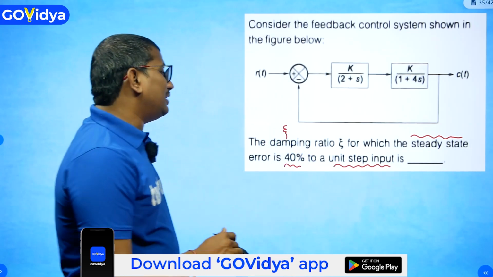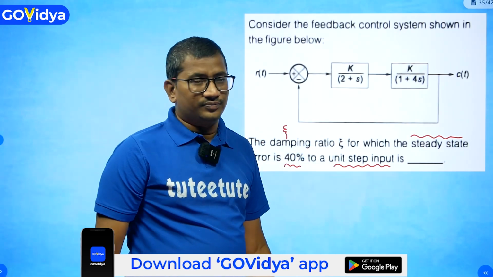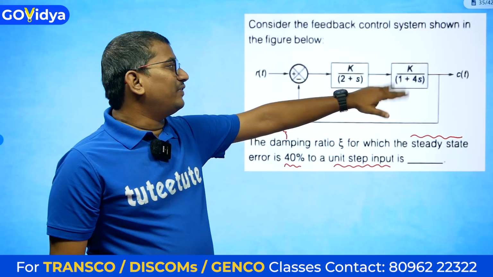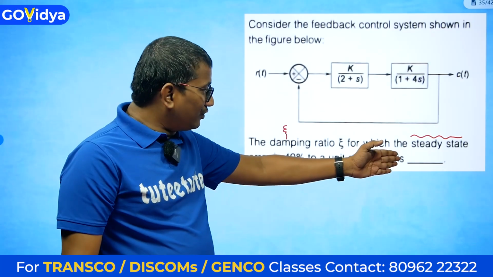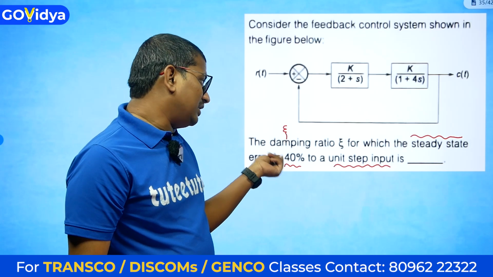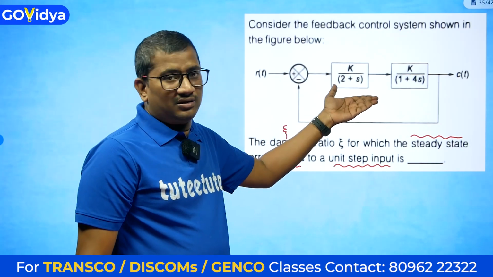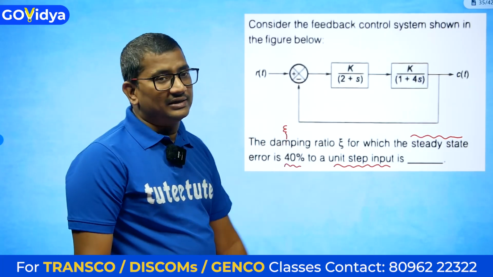So first, to calculate the damping ratio, you need to write the whole transfer function. If you write the whole transfer function, it will be in terms of s and k. So indirectly what they are saying is, first you have to calculate k with respect to this steady state error. Once you calculate k, substitute that k in this block diagram, and then we will get the closed loop transfer function. From that we can calculate zeta.